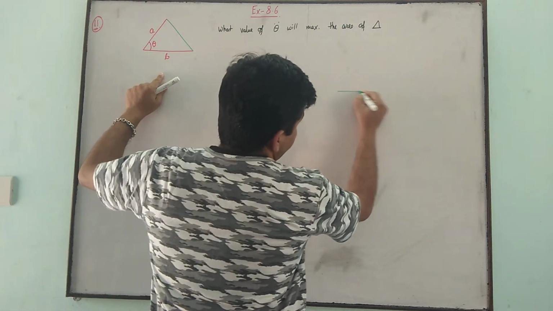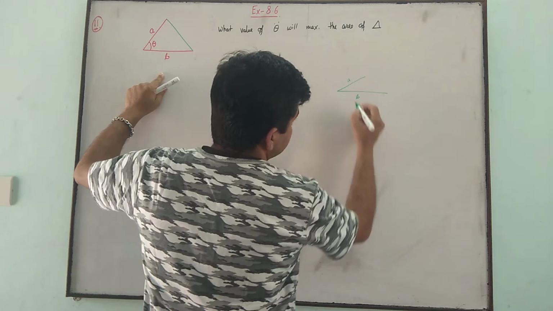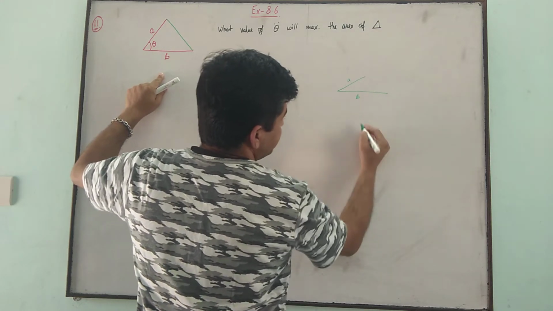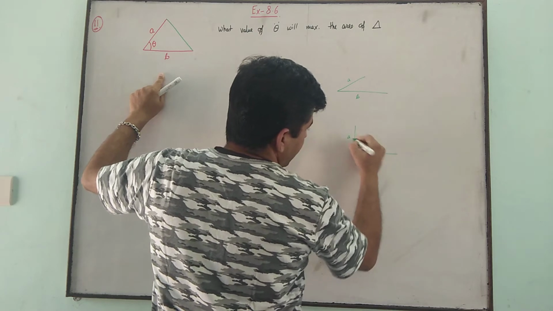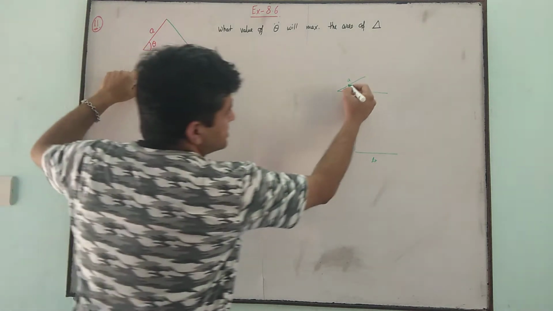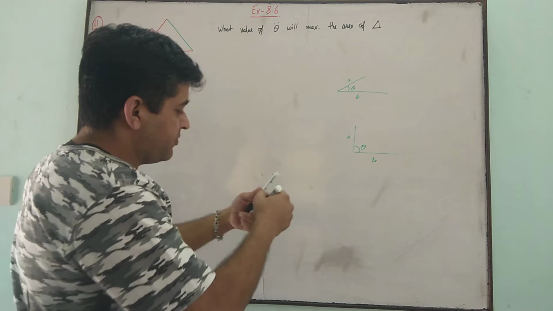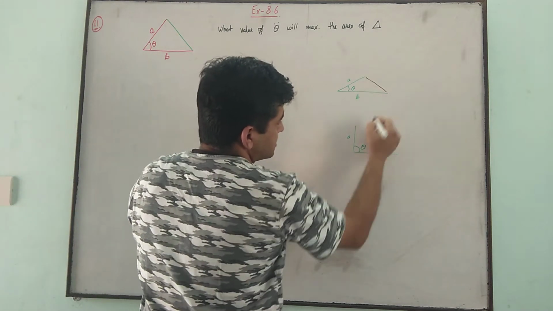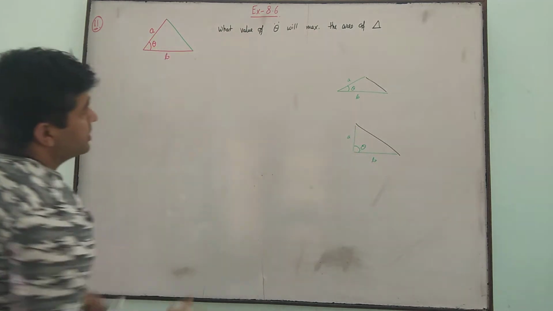Like if this is A and this is B, it can be like this also. Suppose 5 centimeter and 7 centimeter. It can be like this also. A and B. So what you feel is the variable here is theta, the angle between them. So theta is the only variable thing here, as this is the triangle. Sides are given constant, theta is the variable.